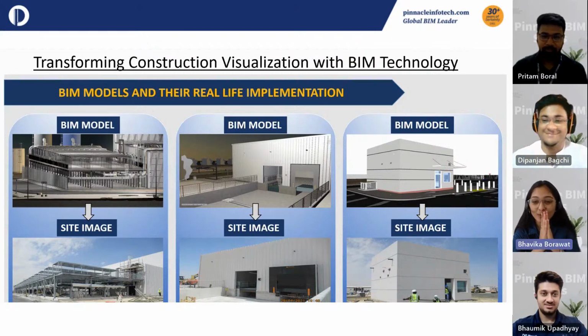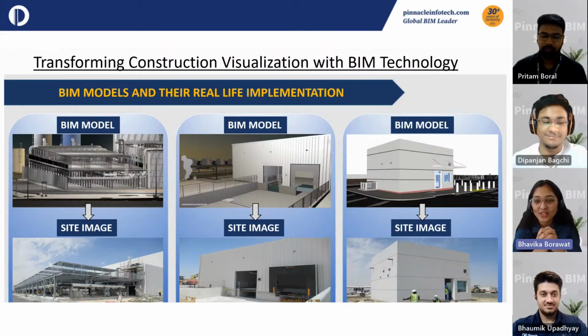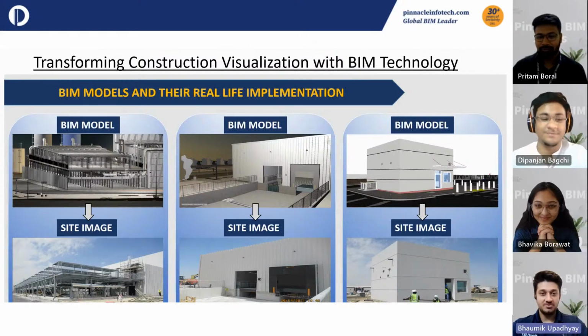Nowadays we are moving away from conventional concepts and moving towards newer concepts like information modeling and information management, and a smarter construction approach. So we have Bhamik over here and I'd like to ask him about smarter construction. Thank you, Bhavika. That was very informative.